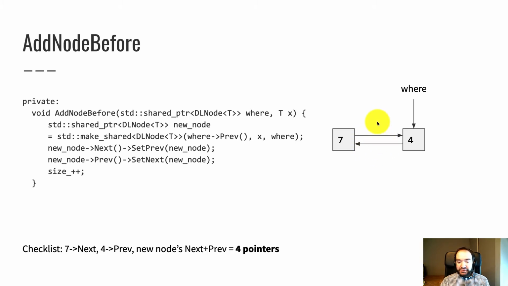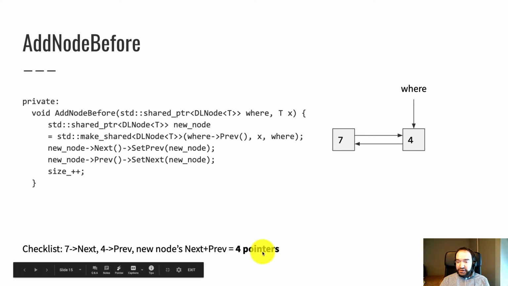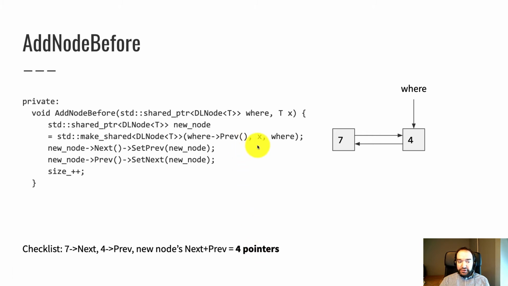Before we get into the details of the code, let's count pointers. I like to make a checklist like this to make sure that we don't overlook anything. So in my sketch, 7's next will need to change because there's going to be a new node in between. 7's next needs to point at that new node, so that's 1 pointer. Similarly, 4's previous will need to change to point at the new node, so that makes 2. And then we're creating a new node that itself has a next and a prev. That makes a grand total of 4 pointers. So we need to make sure that our code correctly updates 4 pointers.